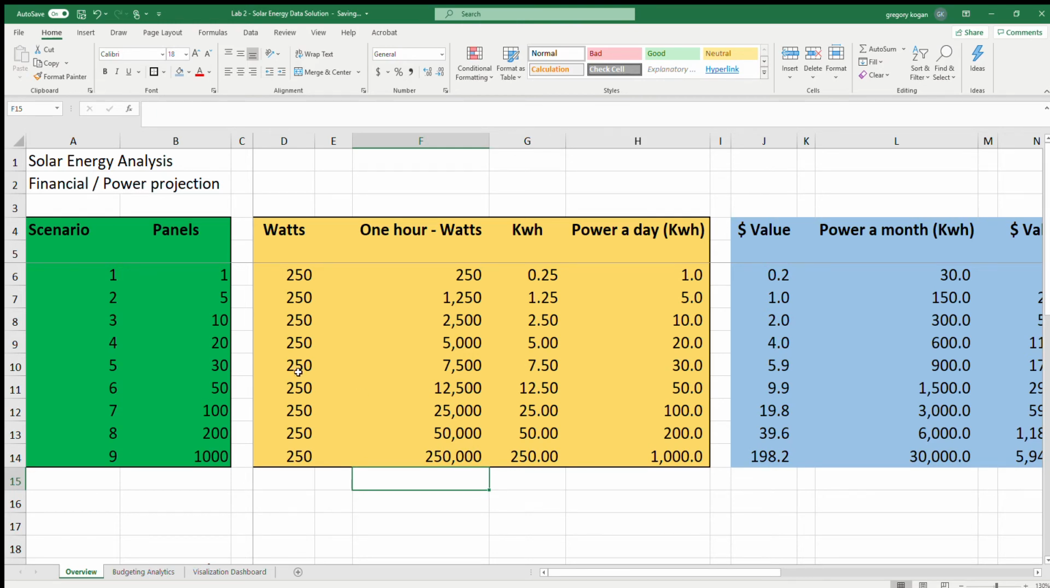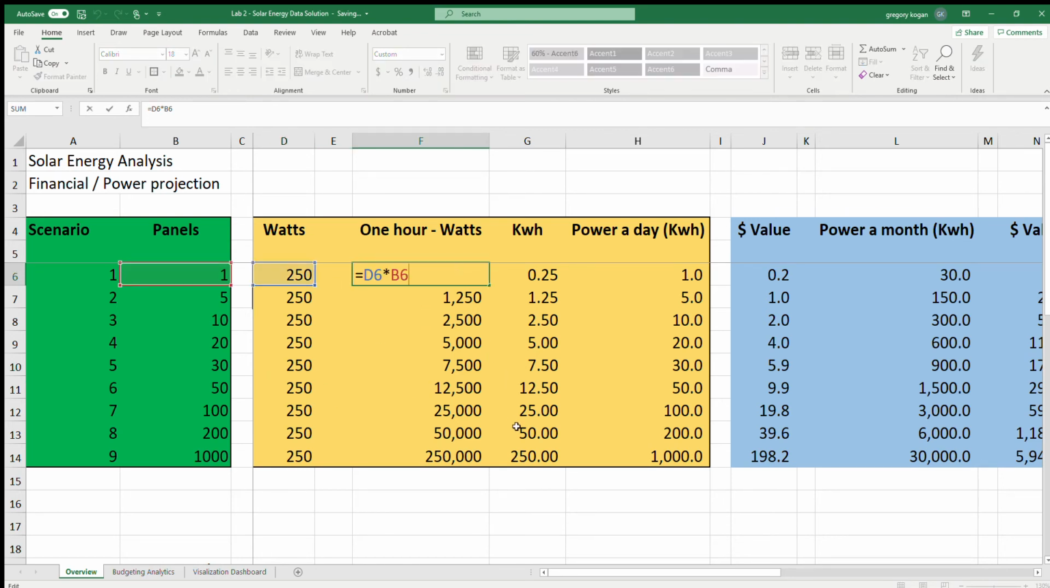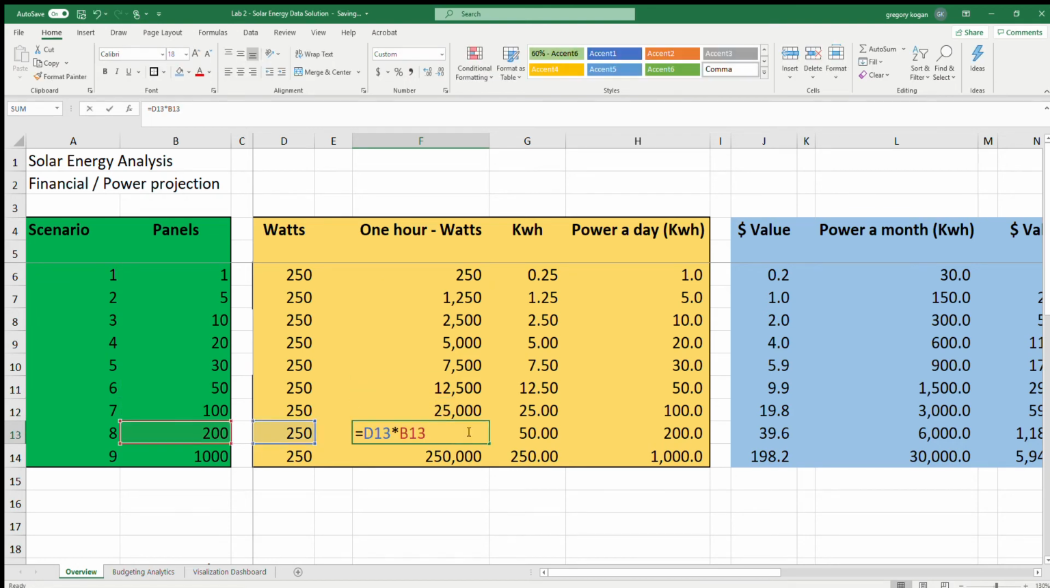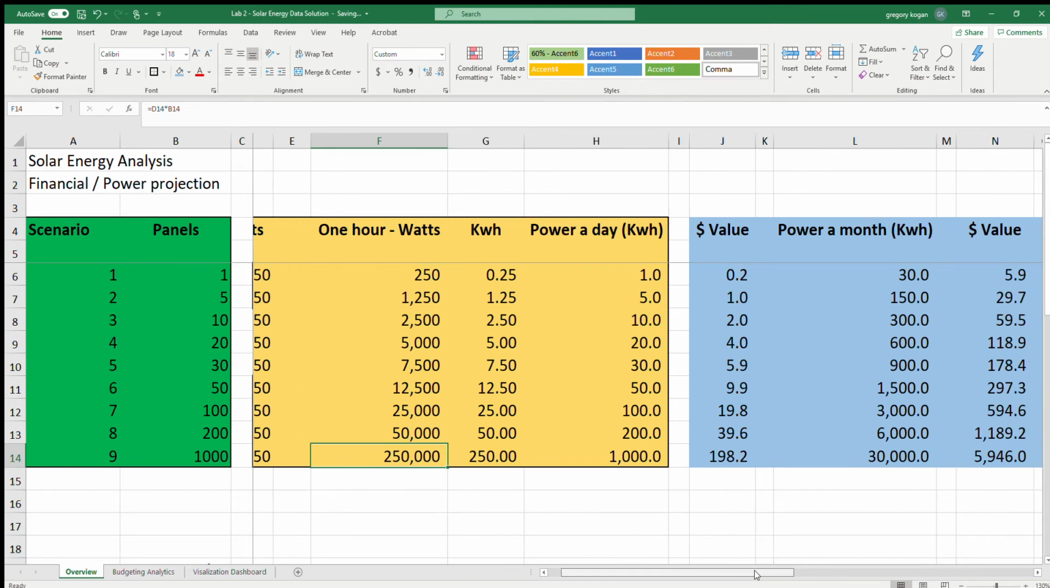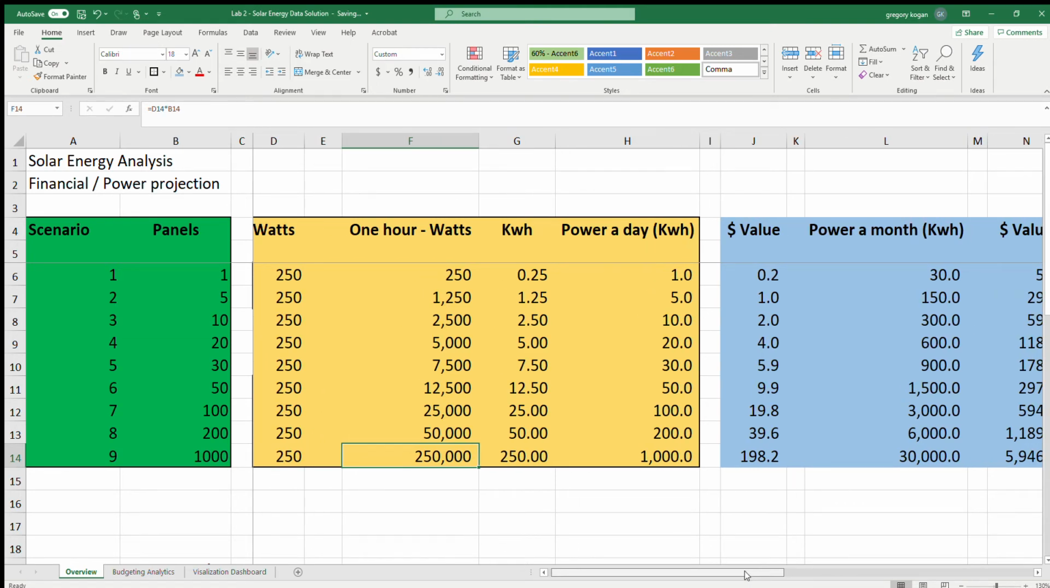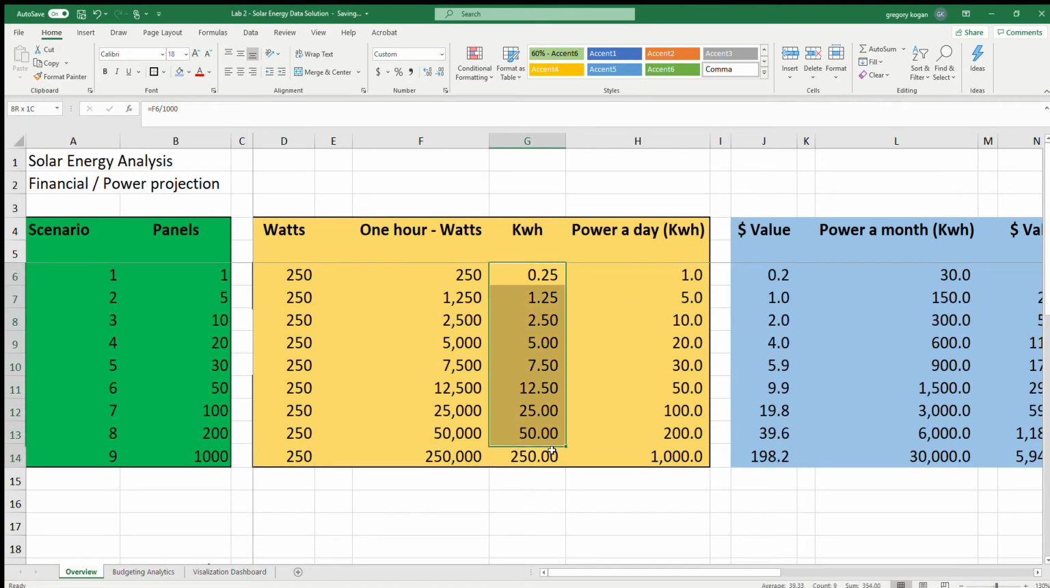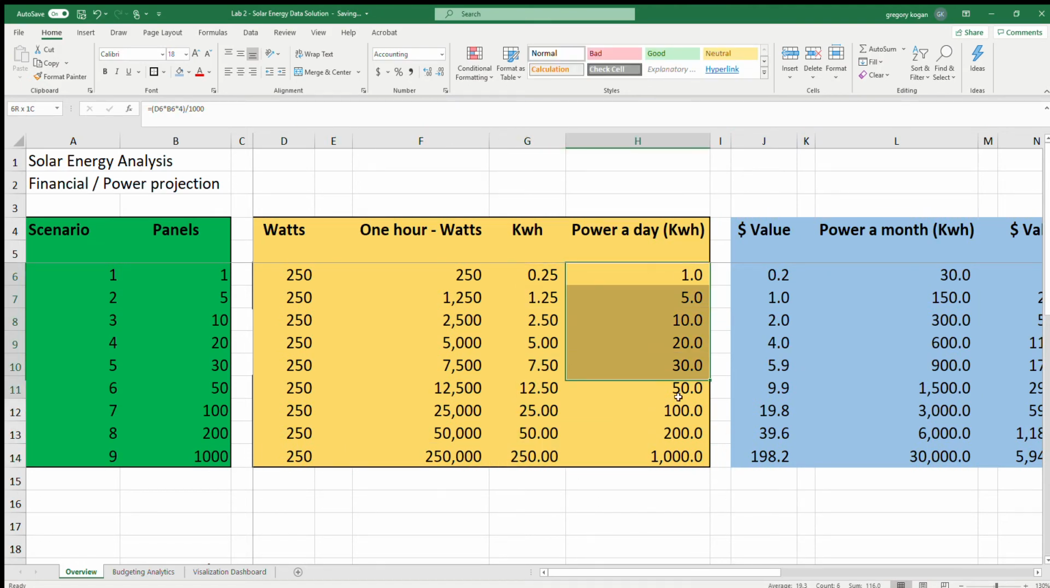Each panel produces 250 watts, and we're saying, listen, this is how many watts this project is going to be using. Sometimes you hear more about megawatts, which is millions of watts being produced. So we're figuring out how many watts that's going to be, then how many kilowatts we're working with, and then what the kilowatt-per-day capacity is. So this is all about capacity.